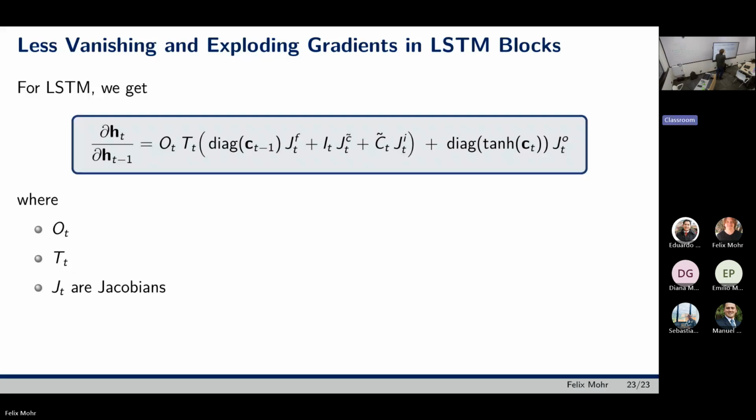But here the point is that I have a matrix, this one, for which we can mainly guarantee that it will never go to 0. So no matter what happens here, there are some parts in this partial derivative that will never go close to 0. And that means that no matter how long my sequence is, I will not have vanishing gradients in an LSTM. And this is a very strong property.